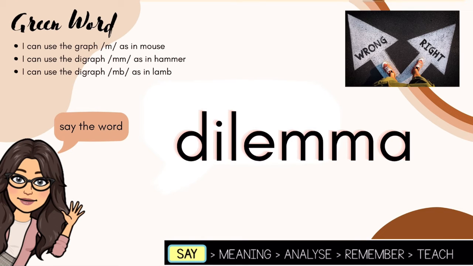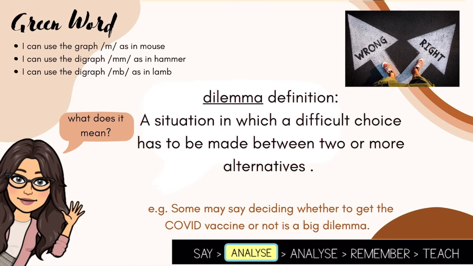The final word we'll be looking at today is the word dilemma. Can you please say the word dilemma? A dilemma is a situation in which a difficult choice has to be made between 2 or more alternatives. You can see in the illustration in the top right hand corner, sometimes we have a dilemma of which path do we take? Is it going to be the right path, or will it be the wrong path? The sentence that I have put the word dilemma into is, some may say deciding whether to get the COVID vaccine or not is a big dilemma. And I suppose that links back to that illustration.